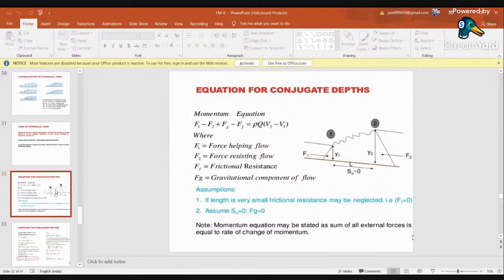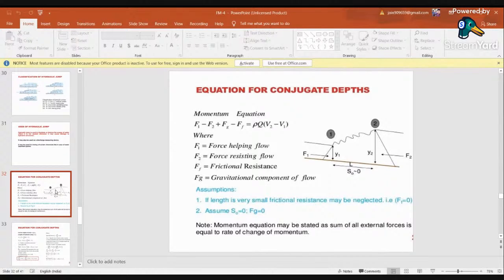Then, other than the critical depth, two other depths are there, which are the conjugate depths. To calculate the conjugate depth, take one section before the jump and another section after the jump. So y1 is the depth before the jump and y2 is the depth after the jump. S0 is the slope of the channel bed. Fr1 and Fr2 are the Froude numbers before and after the jump at sections 1 and 2 respectively.